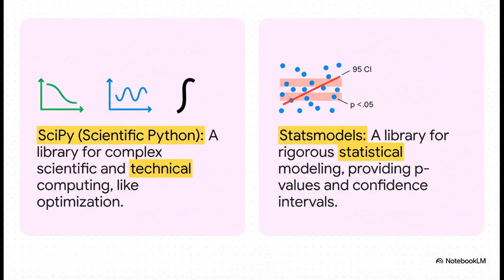SciPy is like a high-powered scientific calculator. You use it when you have a complex math or engineering problem you need to solve. Statsmodels, though, is all about the why. You use it when you need to know if your results are statistically significant. You're looking for p-values, you're testing hypotheses. It's all about that statistical rigor.